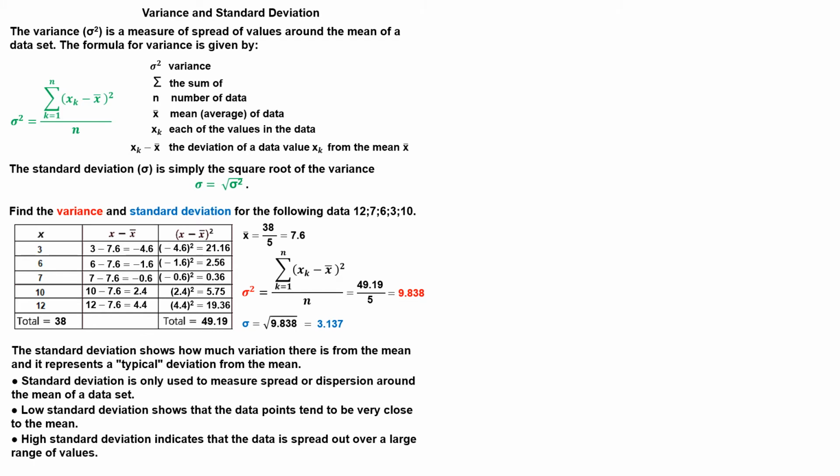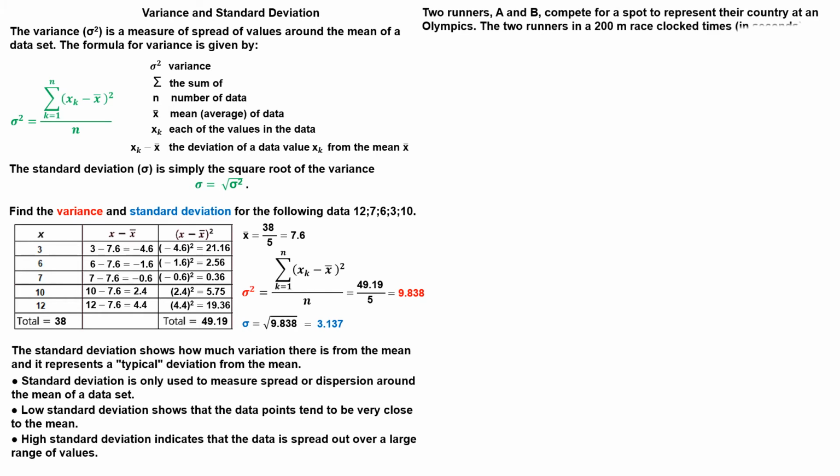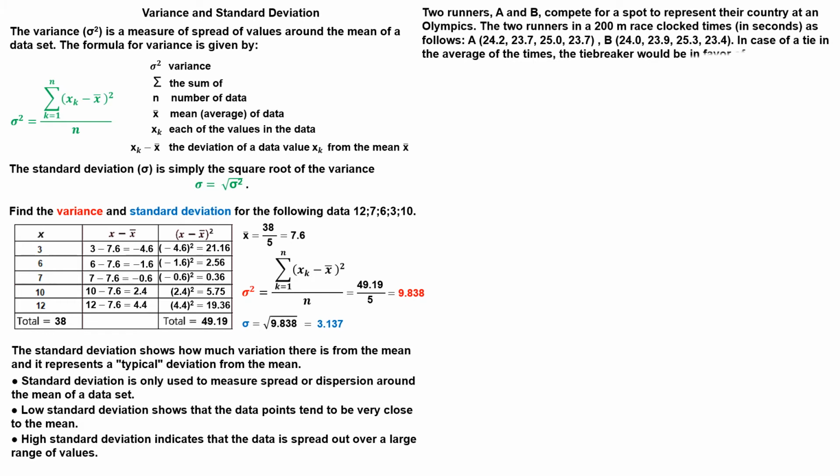The next example is more interesting. Pay attention. Two runners, A and B, compete for a spot to represent their country at an Olympics. The two runners in the 200 meters race clocked times in seconds as follows. In case of a tie in the average of the times, the tiebreaker would be in favor of the most regular athlete. Which athlete will represent their country?